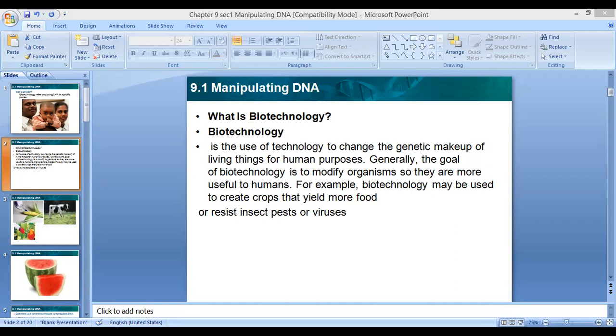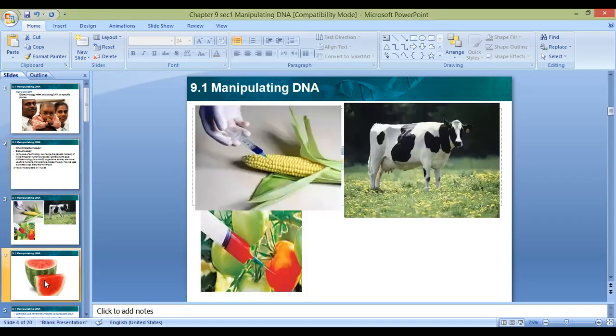Okay, guys. So did you get the idea of what biotechnology is and why it is used? Well, if you want to change the makeup of living things by changing the genes of the DNA, then we have to manipulate the DNA. How can we manipulate the DNA?